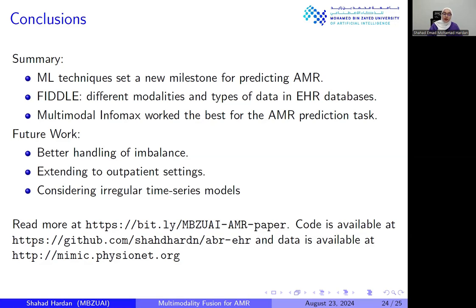If you're interested in our study, you can read more about it in this link that is provided here. Our study was published in Nature Scientific Reports, so you will be led to this link. Our code is available and the data is luckily also publicly available, which can offer you a chance to reproduce our results and explore the data more.